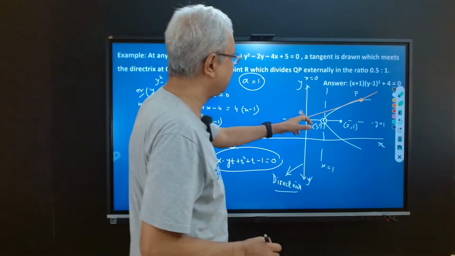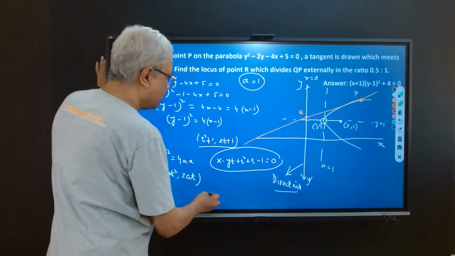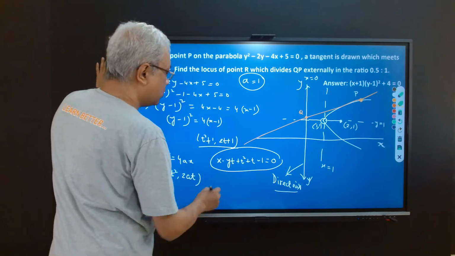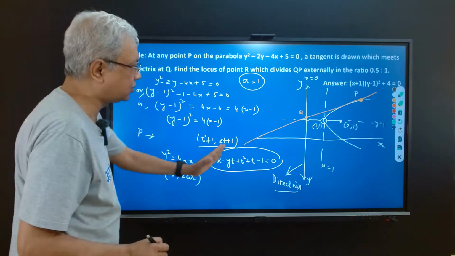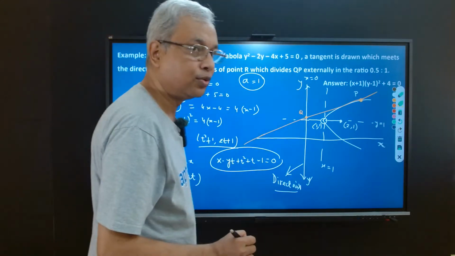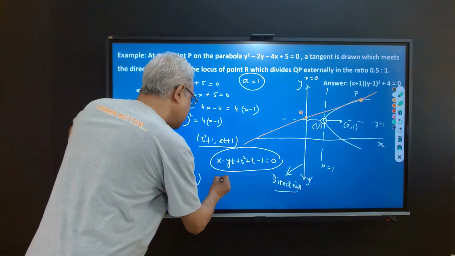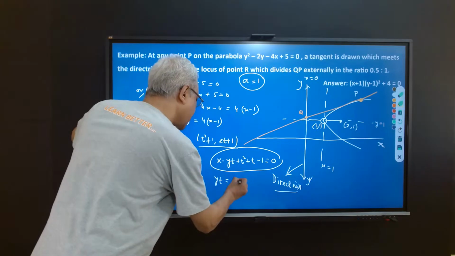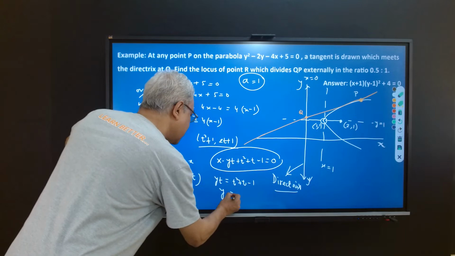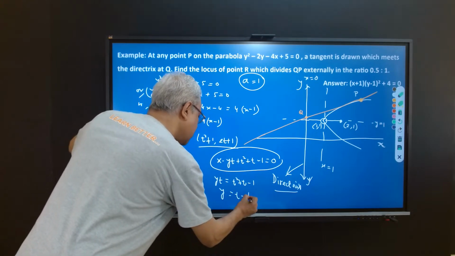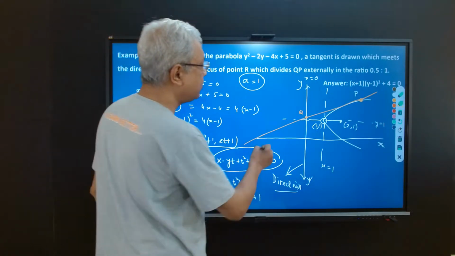Now, where this tangent cuts the directrix, for that what do we do? To find the coordinate of Q, I put x equal to 0 in this equation, because on this line x is 0. So if I plug in x equal to 0 over there, yt becomes t square plus t minus 1. So y is how much? t square plus t minus 1 by t plus 1.